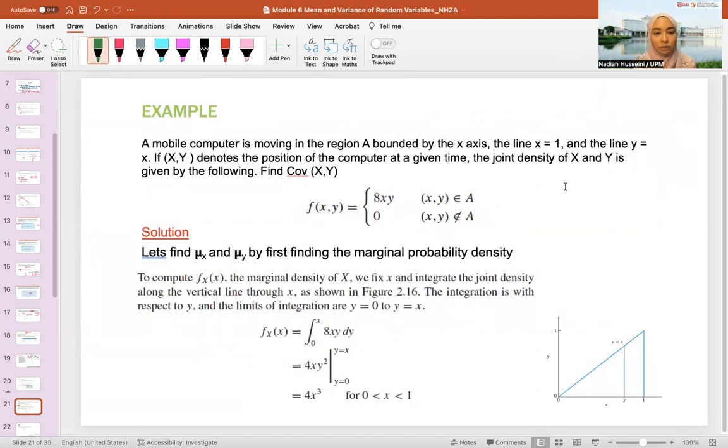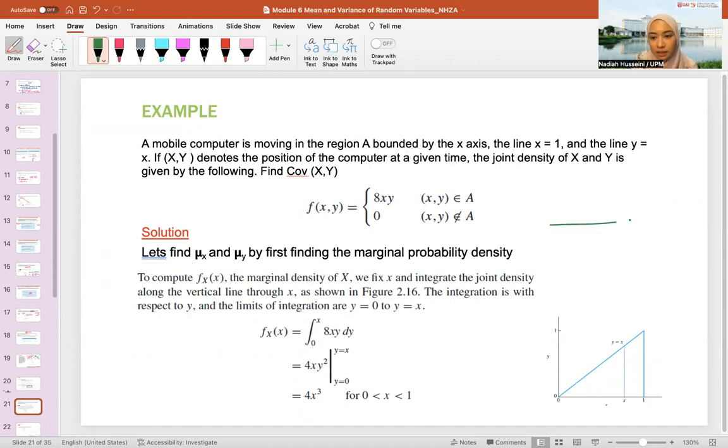A mobile computer is moving in the region A bounded by the x-axis. What? Sounds odd. Why is it moving in region A? Why is it moving? It's a mobile computer. It's moving in the region A bounded by the x-axis, the line x equals 1.